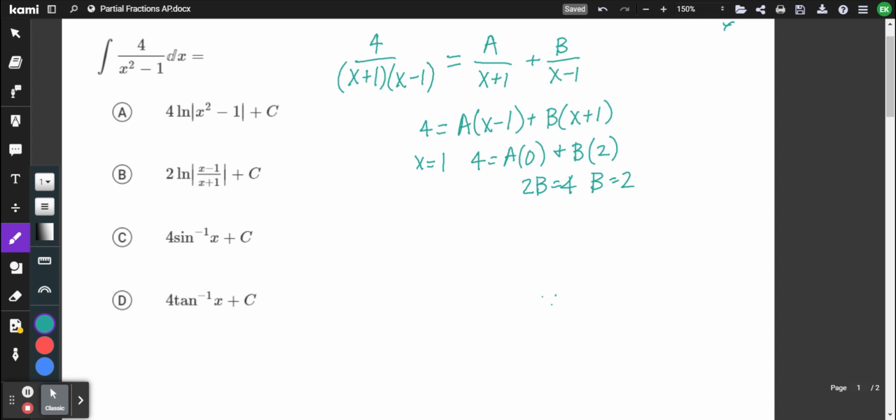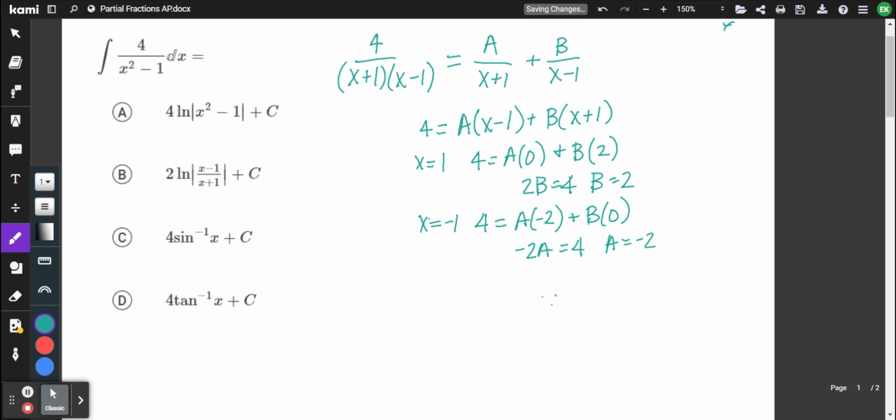Now I'm going to try to zero out the x plus 1, which means I'm going to plug in a negative 1. So this time 4 equals A times negative 2, and then B will be zeroed out. So negative 2A equals 4, so A equals negative 2.